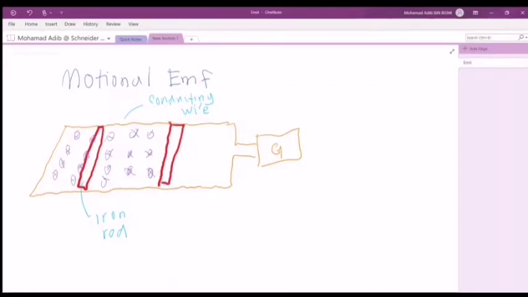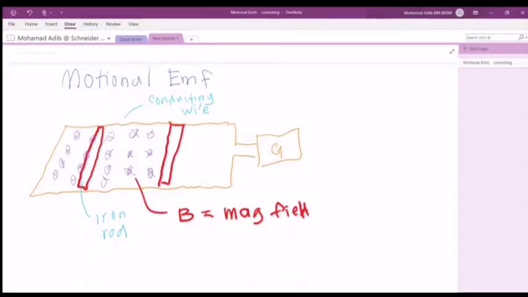Initially, this is B, the same as the magnetic field. We have the charge here. This is positive, this is negative. That is static. The characteristic is that the charge inside the iron rod is static.